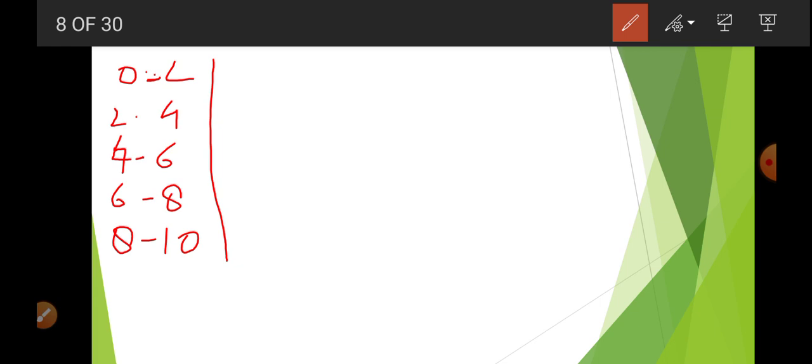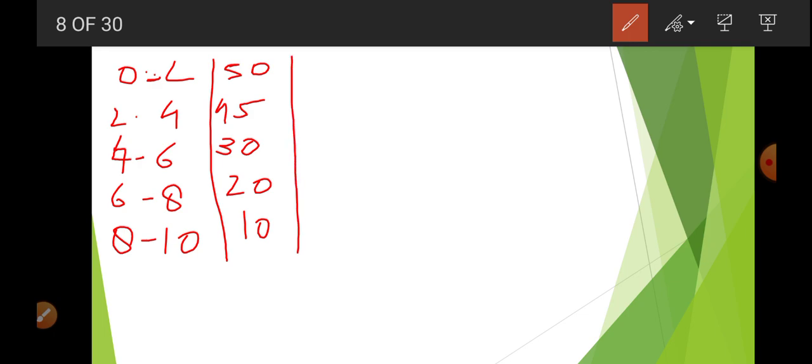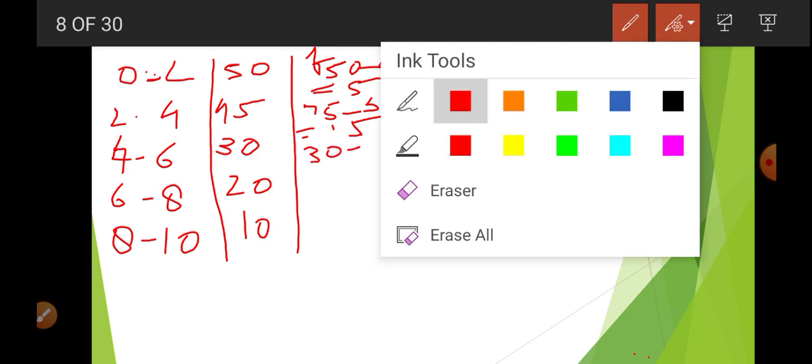Now frequencies are given: 50, then 45, then 30, then 20, then 10. Now we have to calculate first of all the simple frequency. So it will be 50 minus 45, that is 5, then 45 minus 30, that is 15. After that 30 minus, okay, I will do it again.